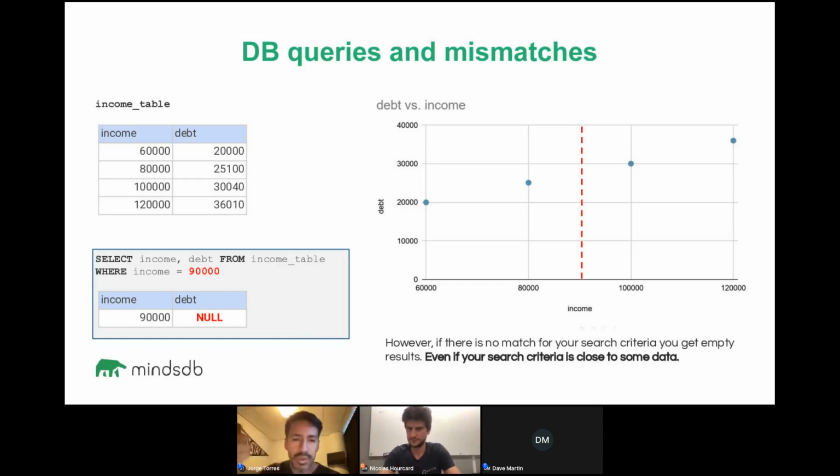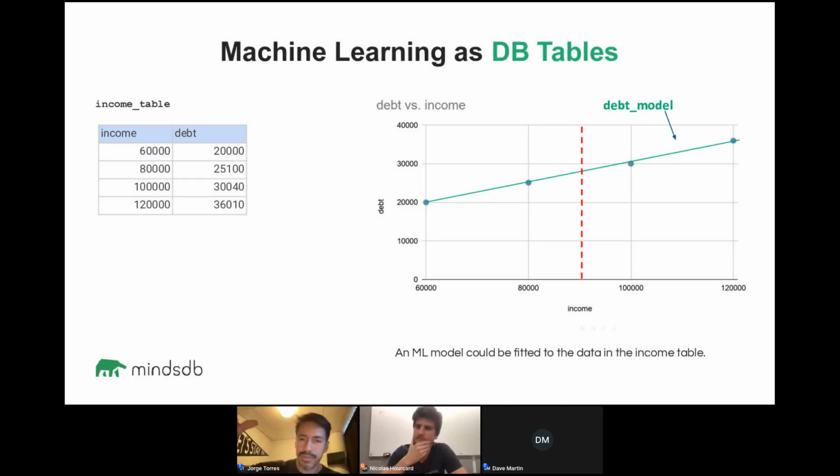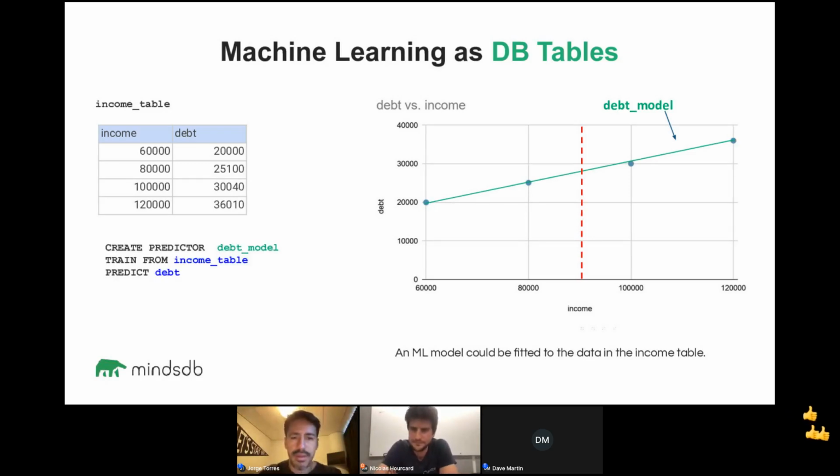But even if the question that you have is very close to information that you already have, so say for instance, 90,000, which is somewhere in between that data that you have, you could get an answer if you build a machine learning model. And in this case, a machine learning model will look very simple. It's a line that tries to fit the data that you have there. And the intuition that we had is, can we create, with a very similar syntax of that of creating a view, that line, and then query that line? So query anywhere within that surface.